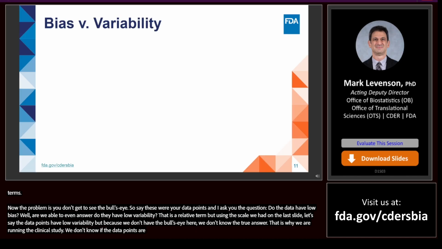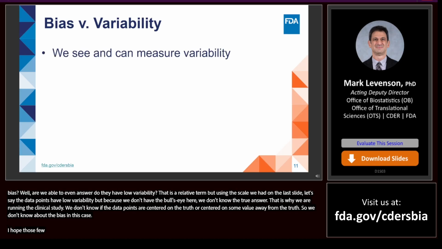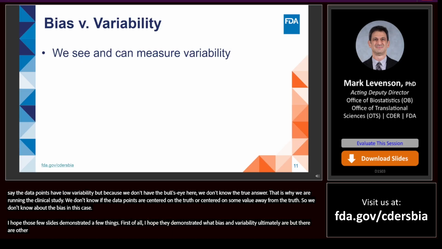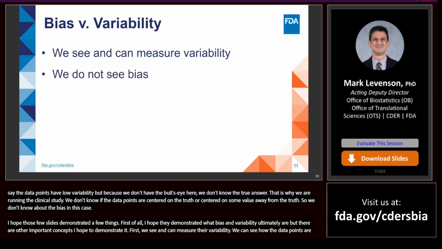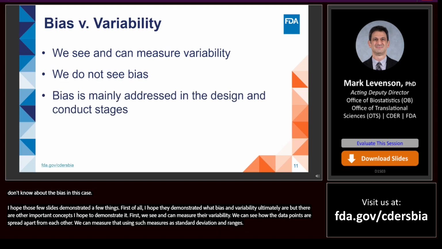I hope those few slides demonstrated a few things. First of all, I hope they demonstrated what bias and variability ultimately are. But there are some other important concepts I hope they demonstrated. First, that we see and can measure variability. We can see how the data points are spread apart from each other. We can measure that using such measures as standard deviation and ranges. We do not see bias. We don't know what the true answer is, or we wouldn't be running the study. Bias is mainly addressed in the design and conduct stages. And I hope the statistical principles I bring out through this talk will help motivate good design and conduct.